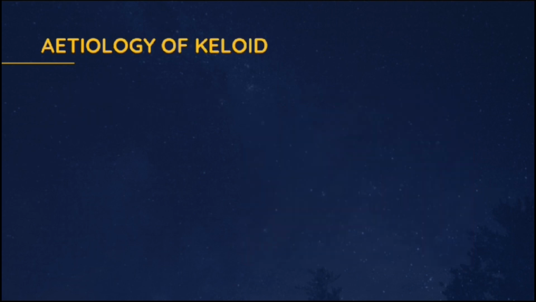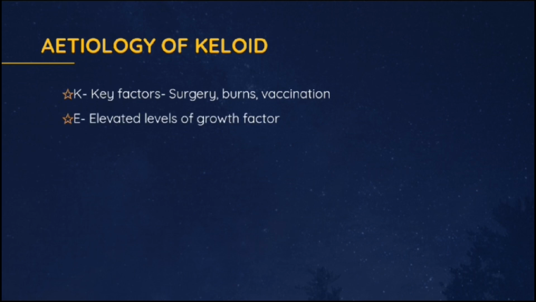Etiology of keloid can be easily remembered if you remember the spelling of keloid. It's a mnemonic. K for the key factors, that is the sites where keloid occurs after surgery, burns, or vaccination. Then E for elevated levels of growth factor. Increased growth factor can lead to keloid. L for lacerations, that is incisions or small cuts can cause keloid. O for over the sternum. This is not exactly etiology, but it is the most common site where keloid occurs.